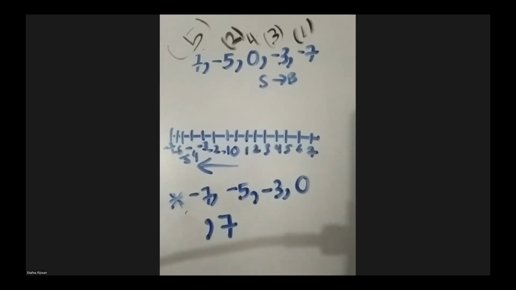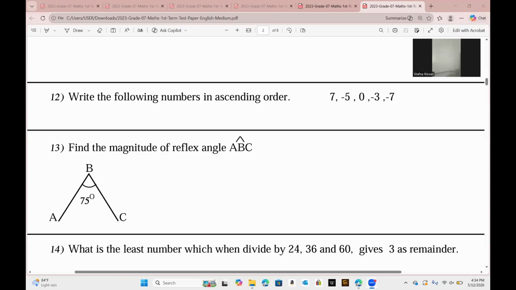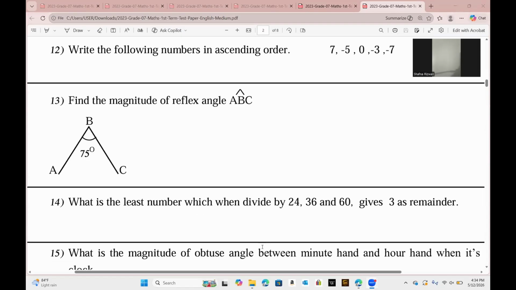Okay, now let's go to our next question. Now see here, they are asking you to find the magnitude of the reflex angle. Find the magnitude of the reflex angle of A, B, and C. And they have given you 75 degrees. Okay, now let's find it.